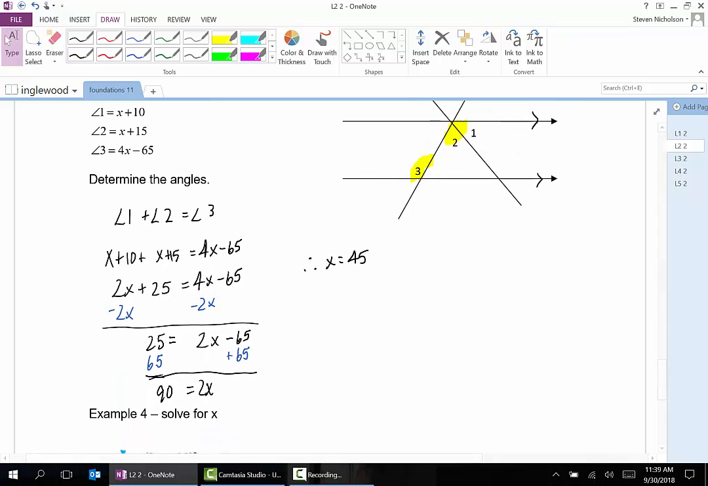So we couldn't solve this if we didn't know our new properties, and in this case, alternate interior. So in going ahead in solving now, all we're going to do is plug in the 45 degrees wherever we see x. So angle 1 is going to be 45 plus 10. Angle 2 is going to be 45 plus 15. And angle 3 is going to be 4 times 45 minus 65, which is 115, and that checks out. So alternate interior angles allowed us to solve a problem that looked a little bit tricky.